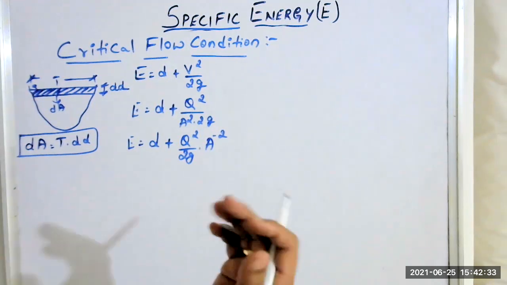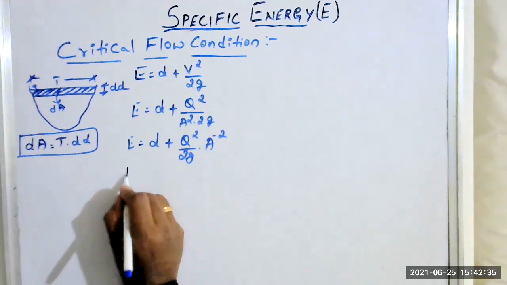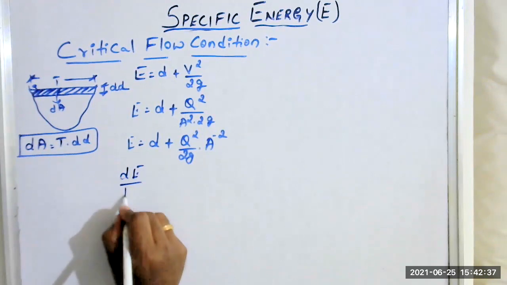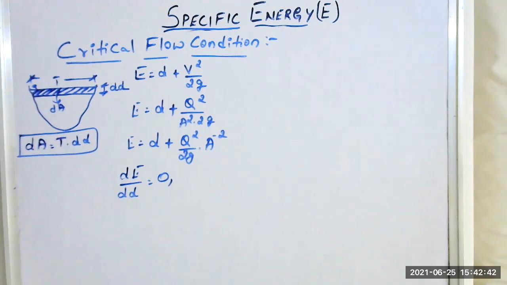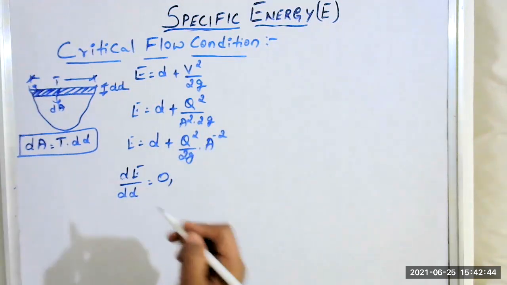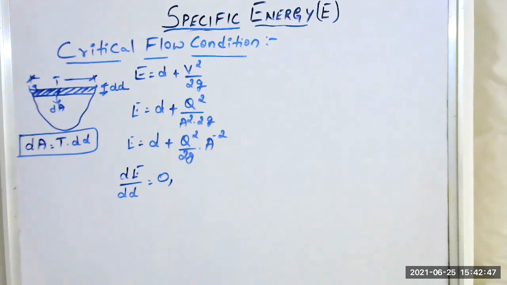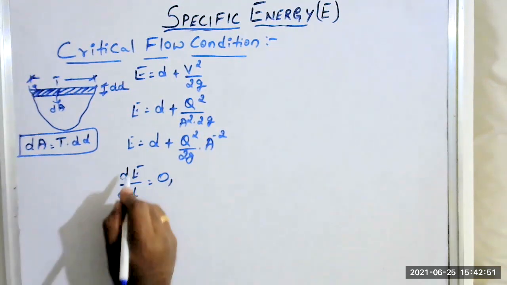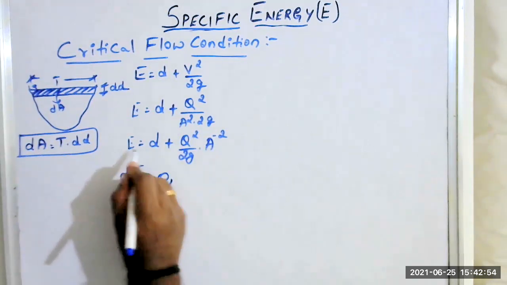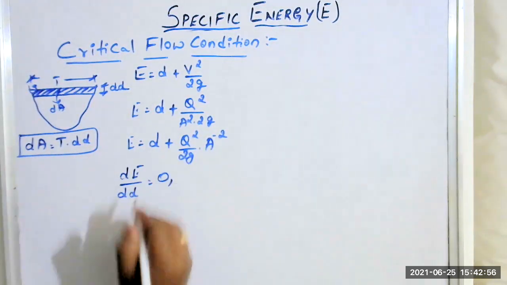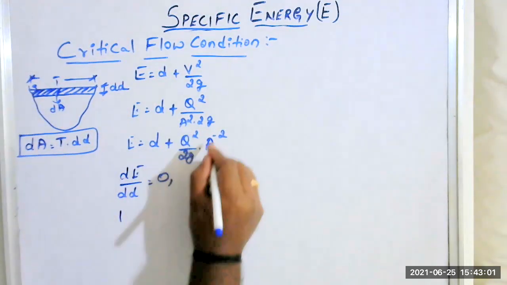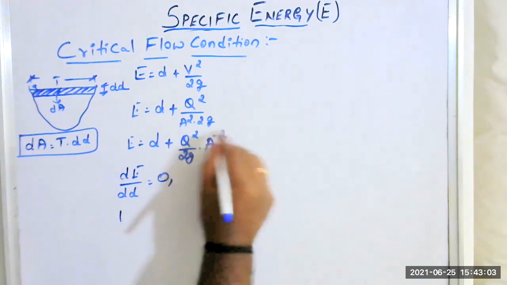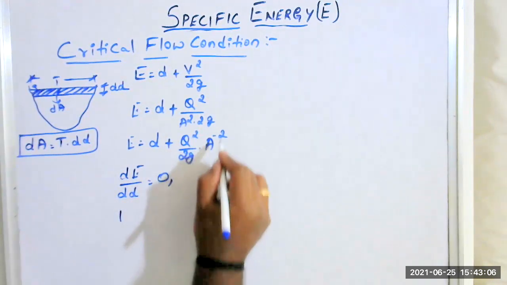Correct. So the condition for minimum specific energy is that the differentiation of the specific energy with respect to the depth should be equal to 0. Now I differentiate the above equation and equate to 0 so that the energy becomes minimum and the critical flow condition is applied. So this is the condition for the critical flow. Therefore, if I differentiate this with respect to the depth, what happens? This is 1. Here q square by 2g is constant, but a, that is area, is also dependent on the depth only. Therefore, we have to differentiate this.